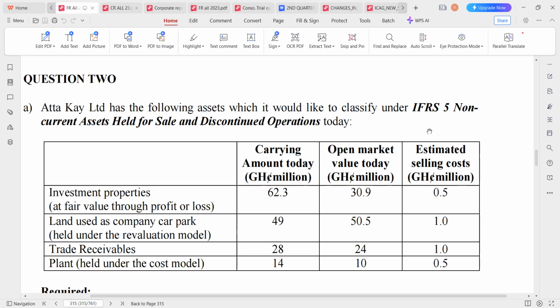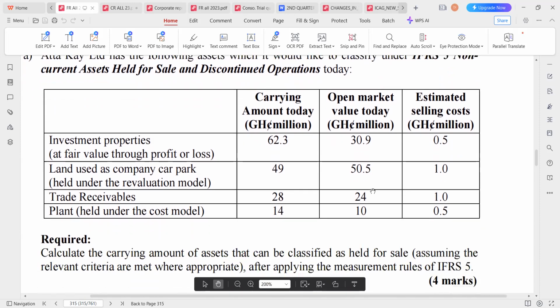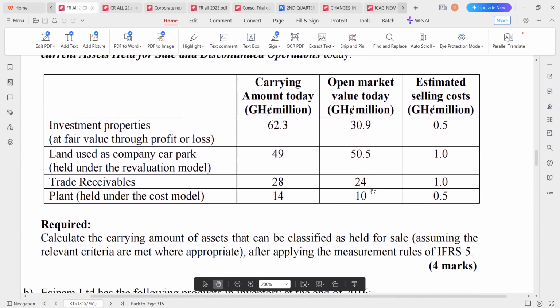I want to do it today, right now. According to IFRS 5, the requirement says: calculate the carrying amount of assets that can be classified. Number 1, investment property under fair value. Can they classify it? Yes, please. Are we safe? Yes, can.